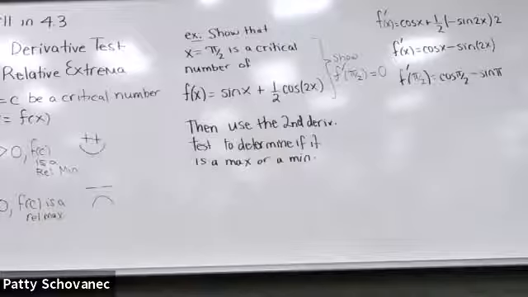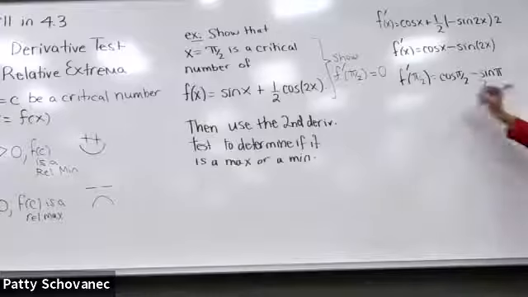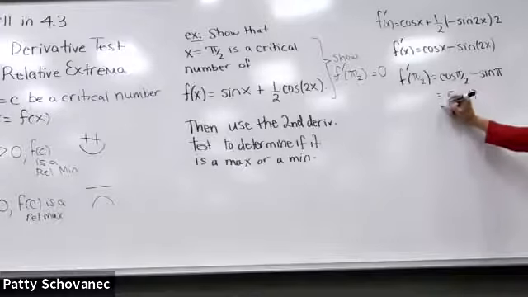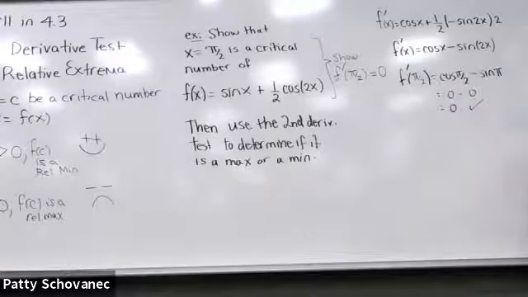What's cosine of pi halves? Pi halves is 90 degrees. 0. What's the sine of pi? 0. So I get 0 minus 0. There you go. It's a critical number.